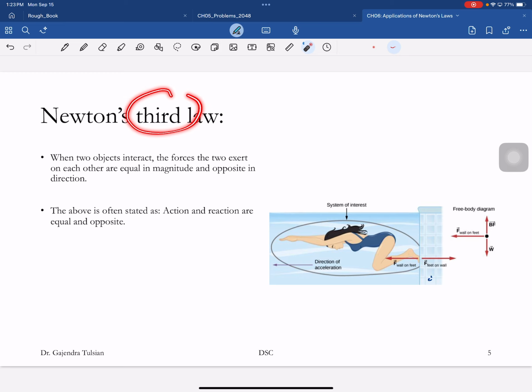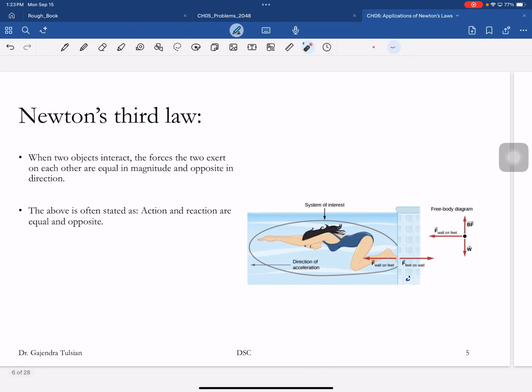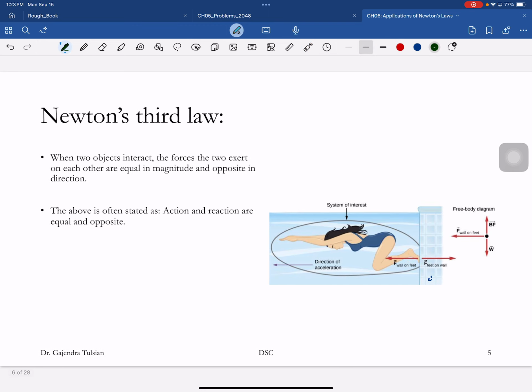Newton's third law tells us that all forces come in pairs. If she's applying a force on the wall in that direction, the wall exerts an equal and opposite force on her. So the action and reaction are acting on different objects. For instance, here's an interesting application. Let's say the earth is pulling you down, and if your weight is, let's say, 150 pounds, you're pulling the earth with the same equal and opposite force.